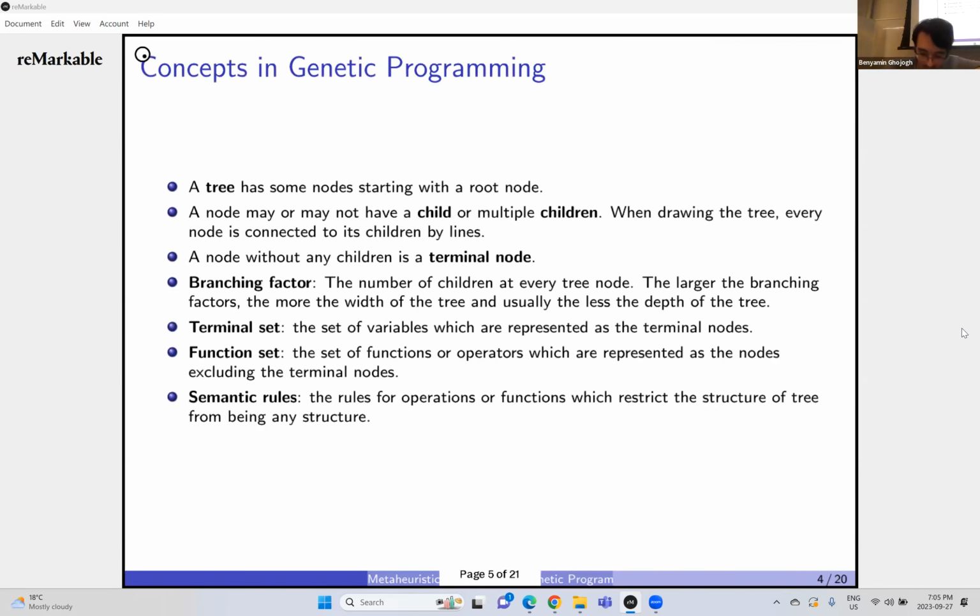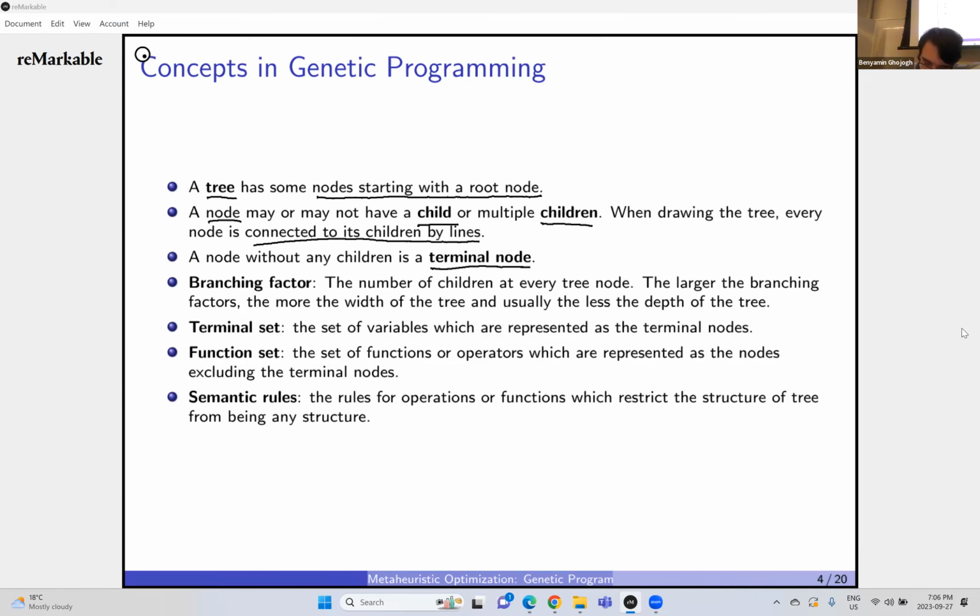So now let's talk about trees a bit. A tree has some nodes starting with a root node. And a node may or may not have a child, or multiple children. If a node doesn't have any child, that's a terminal node. The tree ends at that node. Otherwise, the node has one child or multiple children. When drawing the tree, every node is connected to its children by lines, right?